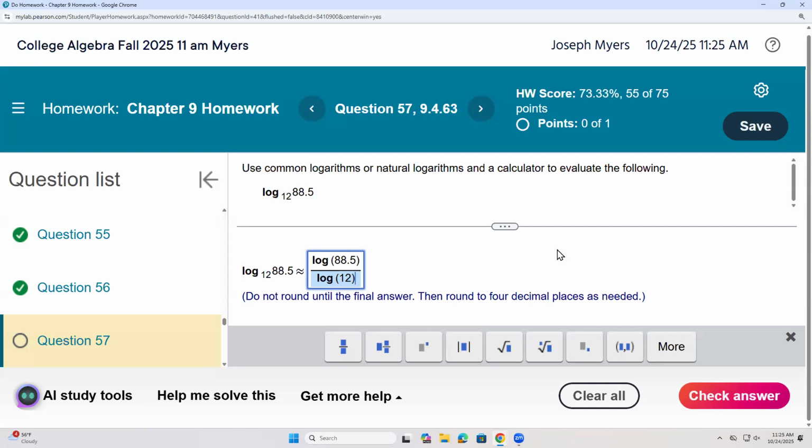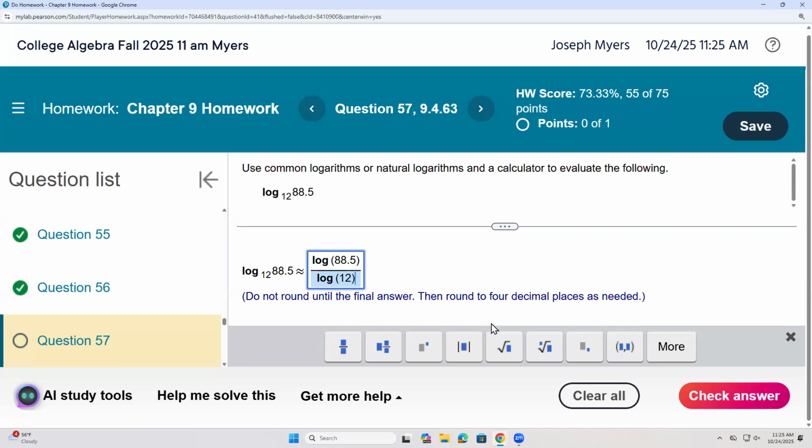So just go to your calculator on your phone. Now, log on your calculator on your phone says log base 10. So I'm going to clear and then do log base 10 of 88.5, parentheses, divided by log base 10 of 12, parentheses. So it looks like that. I'm not sure if you can see my screen, but that's just because you have to do log of 88.5 divided by log of 12. And you can also just push ln. It works if you do ln of the big divided by ln of the small.